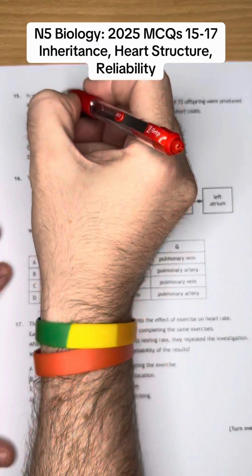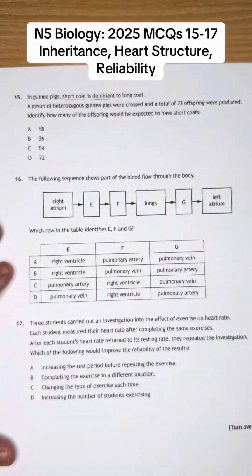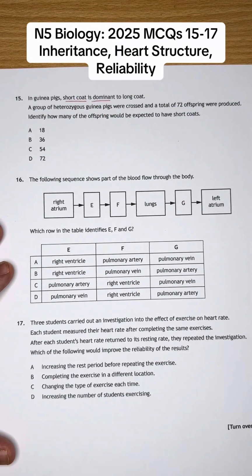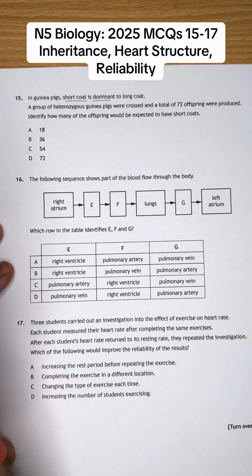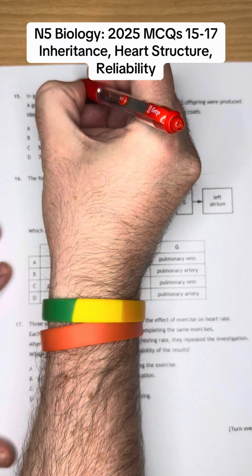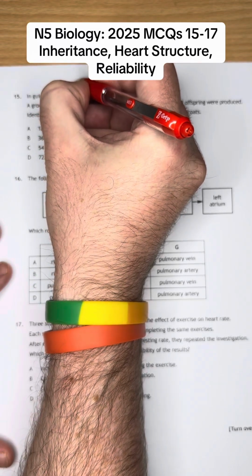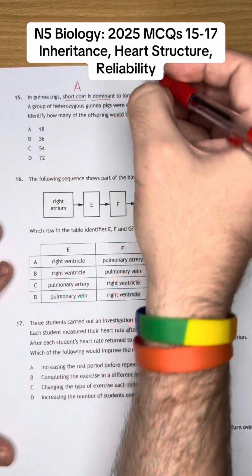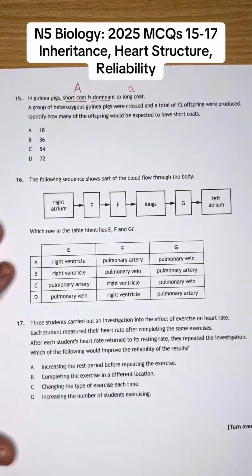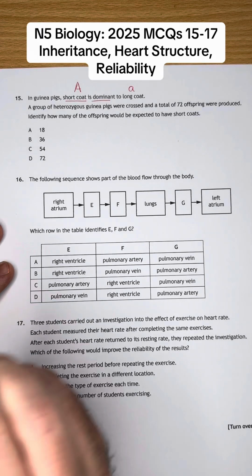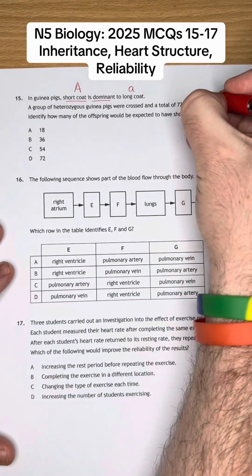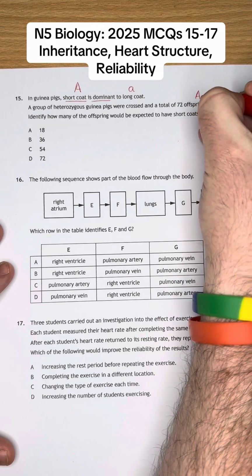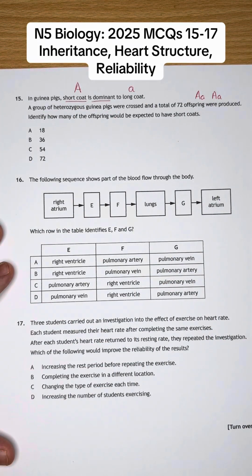Okay, so the first bit of info is short coat is dominant. When we're writing that down, we generally represent that by a capital letter. So let's use A. A is a nice letter to use. So A is the capital letter, and that's short coat. It's dominant to long coat, so we're going to give that a lowercase letter. It says a group of heterozygous guinea pigs were crossed, so that means all the guinea pigs were this genotype: capital A, small a.